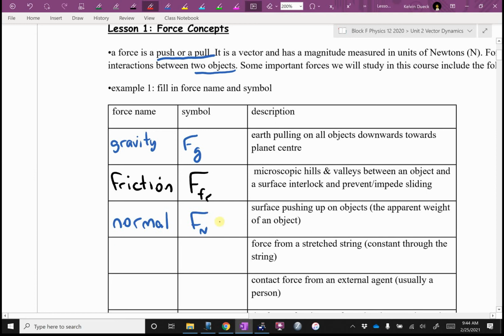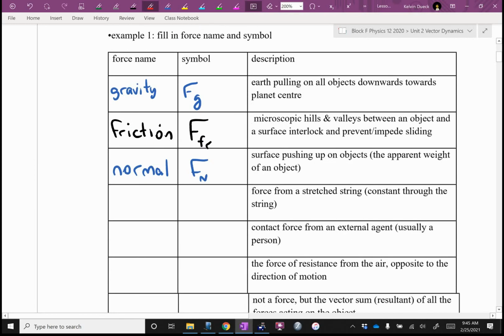Some textbooks, don't write this down, will use a capital N for normal force, but that's also north and newtons, and so I'm going to use F_n. But then here is where I'm inconsistent, and I need to apologize. I'm doing bad teaching here. What do we call the force from a stretched string that was constant throughout the entire rope or string? Yes, tension.